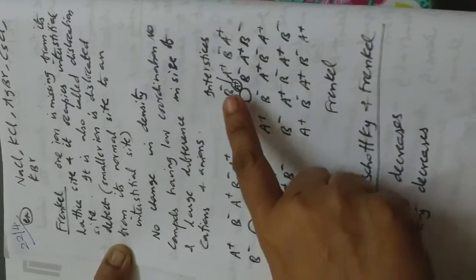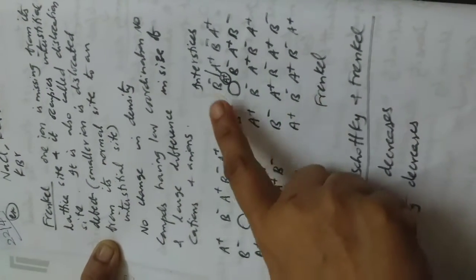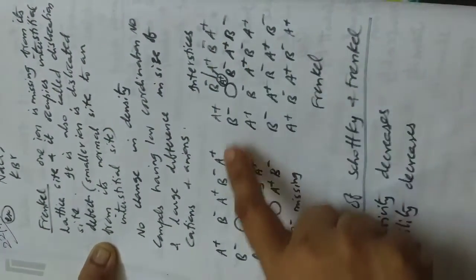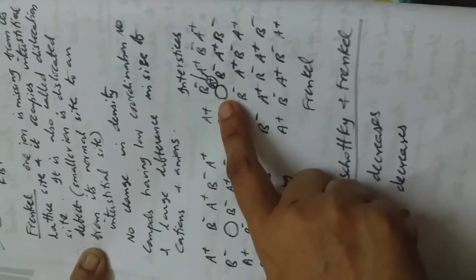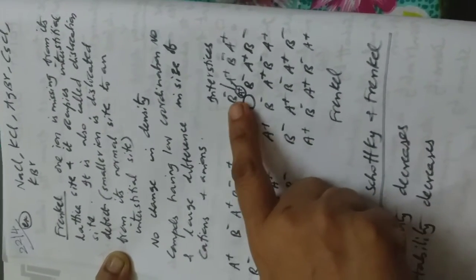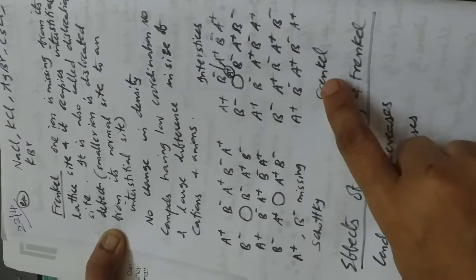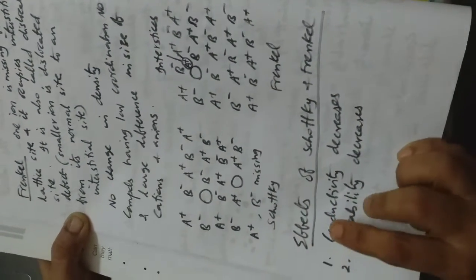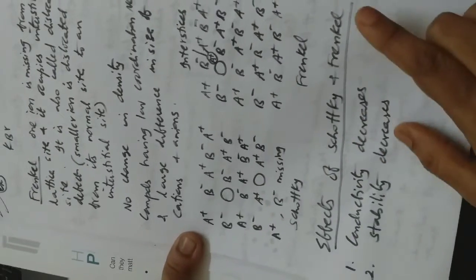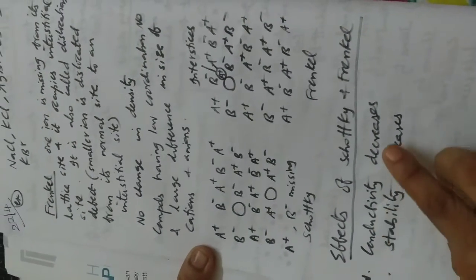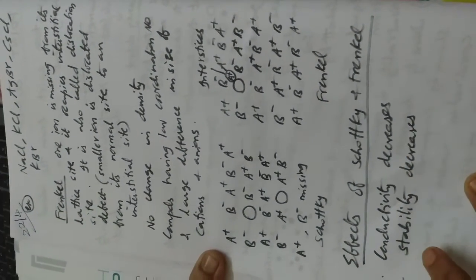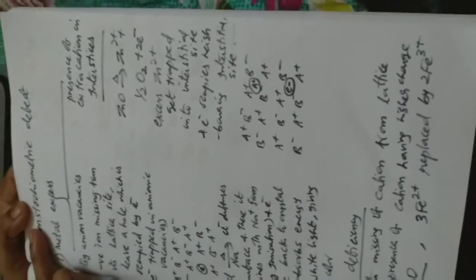And here you take Frenkel defect: A plus B minus, A plus B minus, this arrangement is there. In that, A plus is missing from its site and occupies the interstices. This defect we call dislocation defect, Frenkel defect. Because of the presence of Schottky and Frenkel defects, the conductivity of the crystal decreases and even stability also decreases.